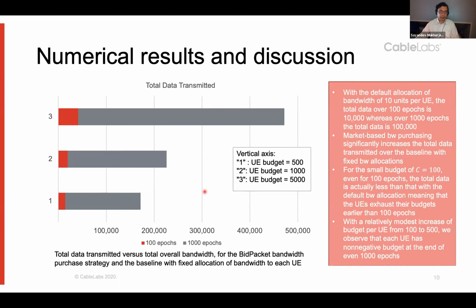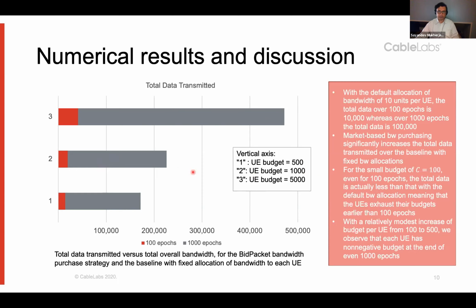Note that we run for either 100 allocation epochs or 1,000. Now, there are 10 units per UE and there are 10 UEs. So over 100 epochs, if they use only the default allocations, the total data transmitted would be 10,000, and over 1,000 epochs, it would be 100,000. But look how much larger the total data transmitted can be if the UEs are allowed to use their budget C to go out there and purchase extra bandwidth from the sellers, namely the base stations, right?